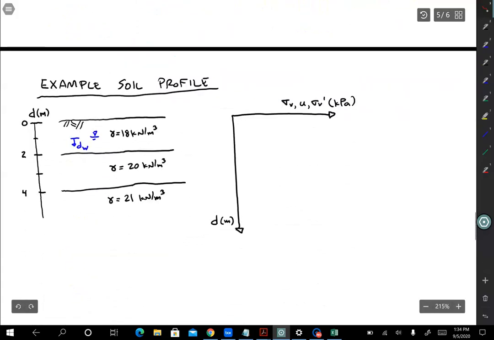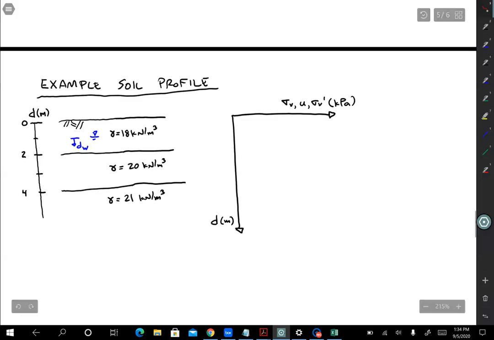All right, now let's move on to doing a quick example problem. And I just want to walk you through how to solve a very simple example problem to compute vertical total stress, pore pressure, and vertical effective stress.